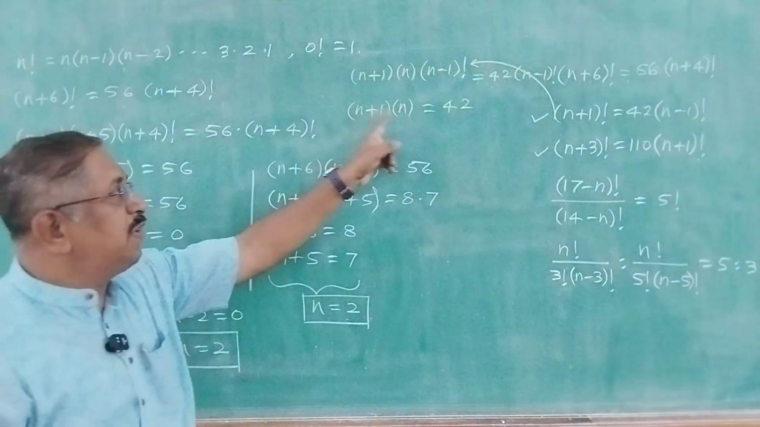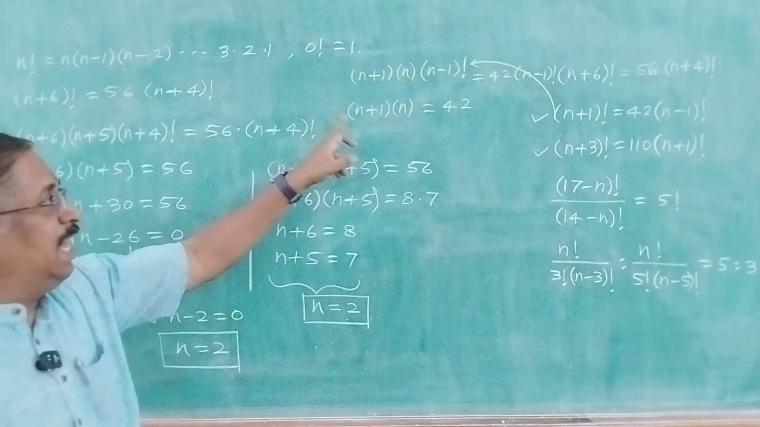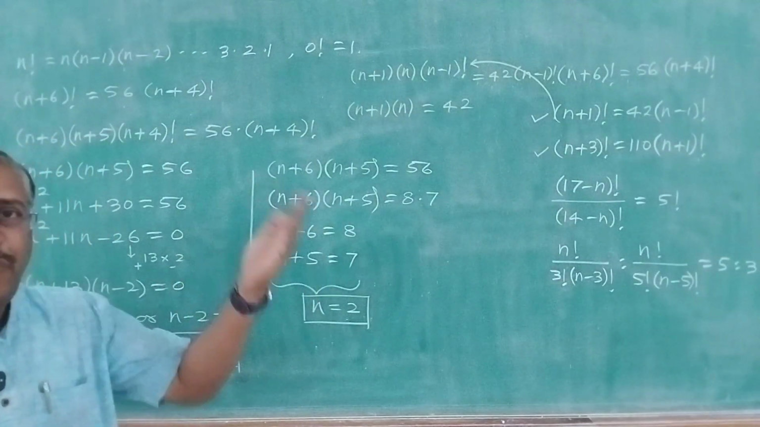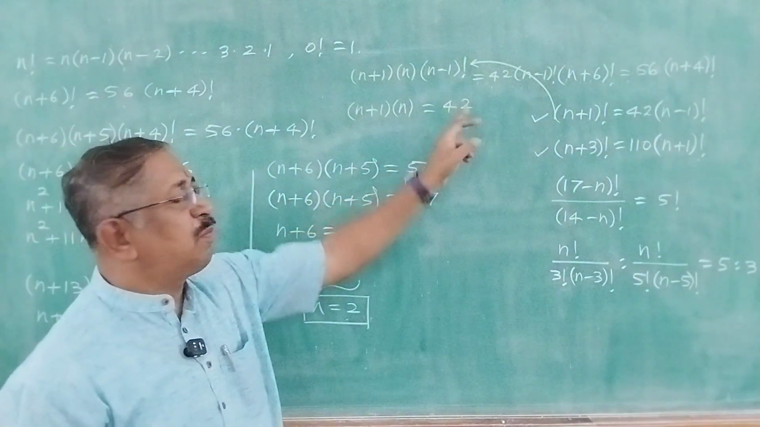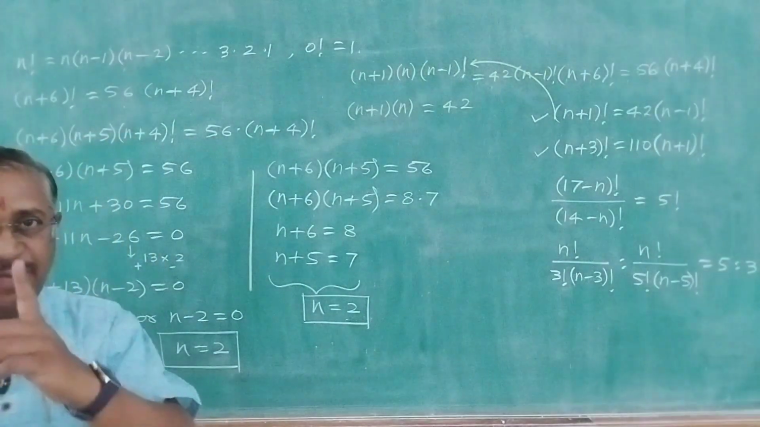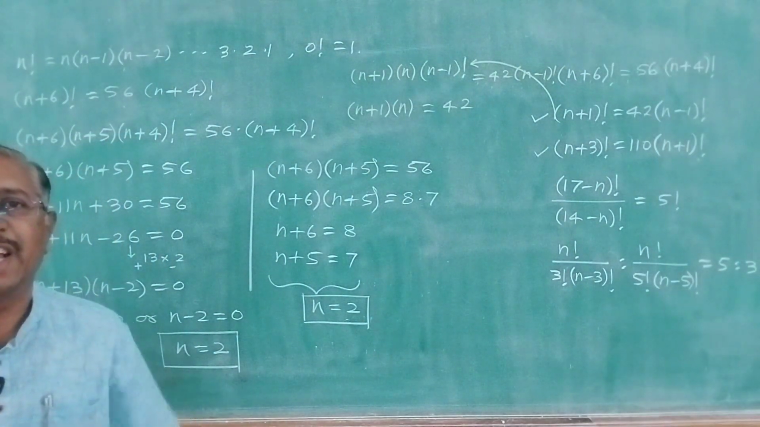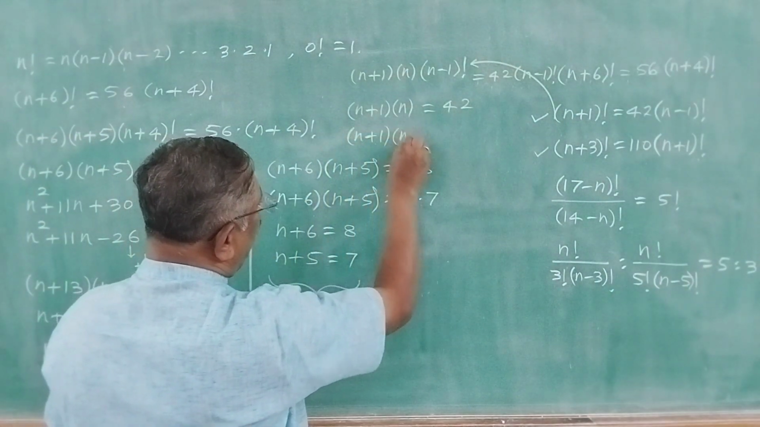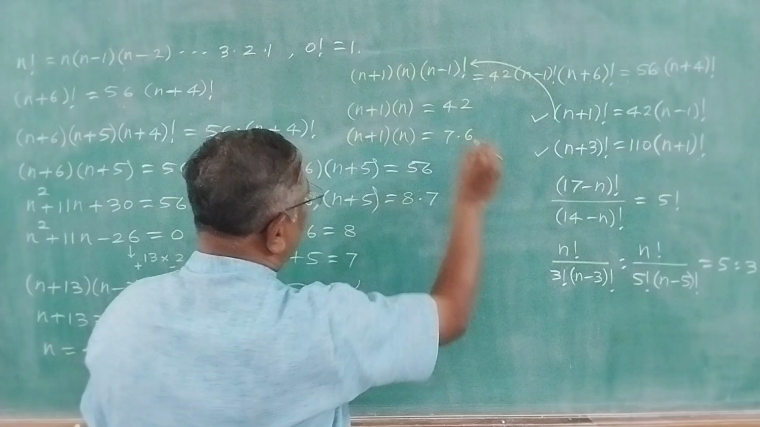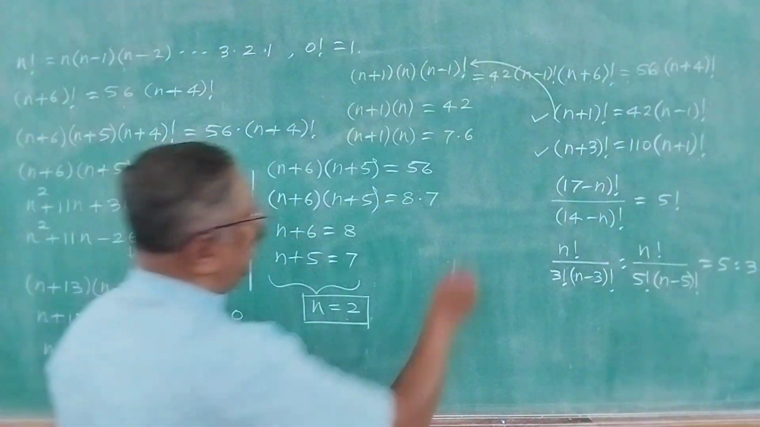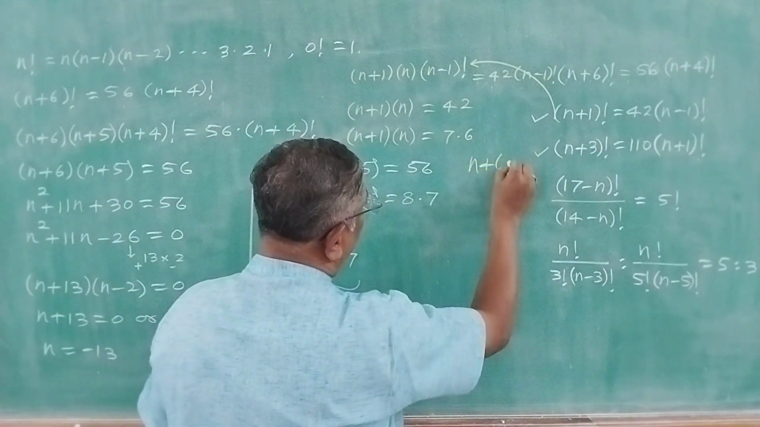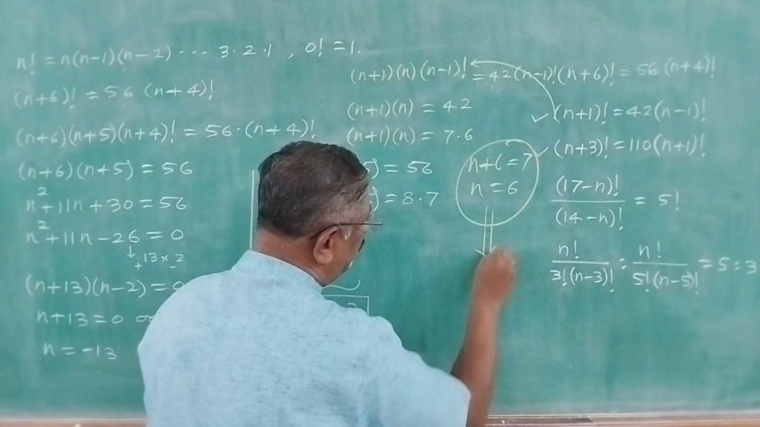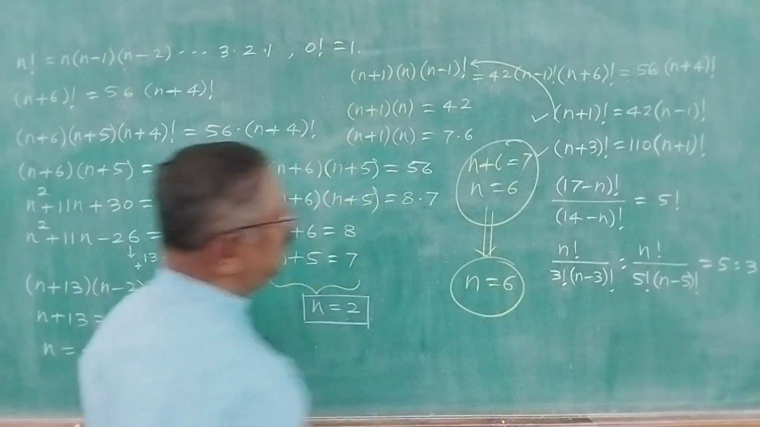Again, the difference between n+1 and n is equal to 1, with n+1 greater than n. Is it possible to factorize this 42 into two factors whose product is 42 but whose difference is 1, which means both are consecutive? (n+1) multiplied by n is equated to 7 multiplied by 6. Now n+1 is equal to 7 and n is equal to 6. In both cases n comes out to be 6, which gives you the answer.